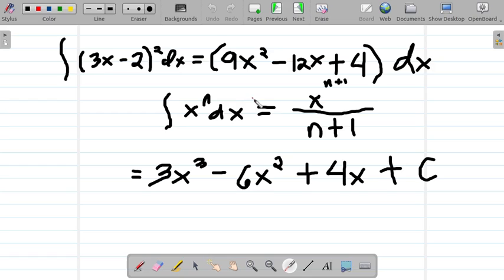So, using the power rule for antiderivatives, the integral of x to the power of n dx is equal to x to the power of n plus 1 over n plus 1. So, the answer is equal to 3 times x cubed minus 6x squared plus 4x plus c. The plus c is any constant.